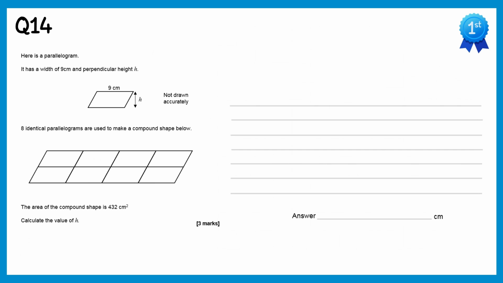For this question, it says the area of the compound shape is 432 centimetres squared. Since it's made up of 8 identical parallelograms, if we just divide this by 8, we'll get the area of one parallelogram, which is 54 centimetres squared.